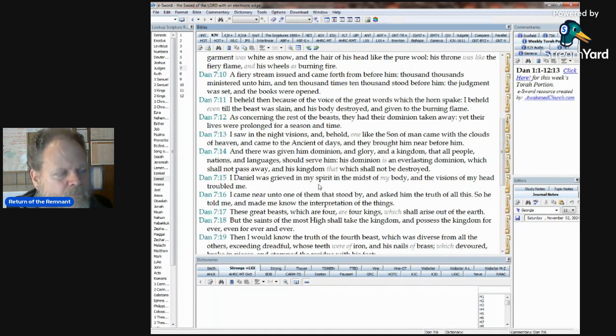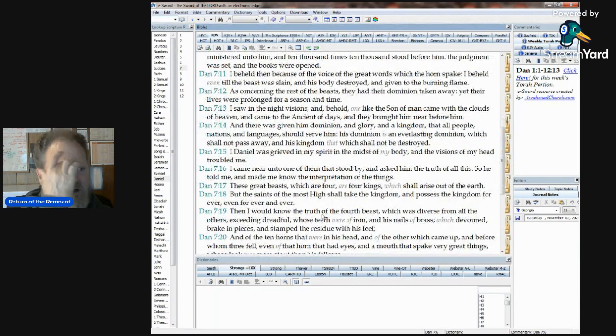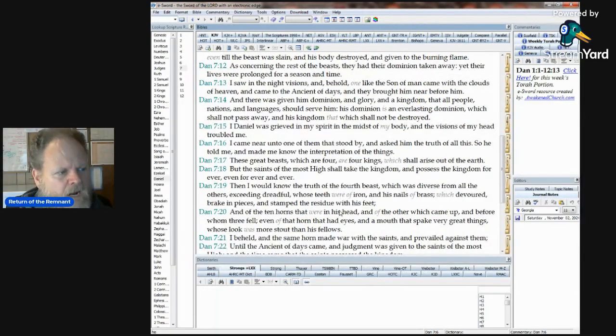I, Daniel, was grieved in my spirit in the midst of my body, and the visions of my head troubled me. I came near unto one of them that stood by, and asked him the truth of all this. So he told me and made me know the interpretation of the things. These great beasts, which are 4 kings, which shall arise out of the earth. But the saints of the Most High shall take the kingdom and possess the kingdom forever and ever, even forever and ever.